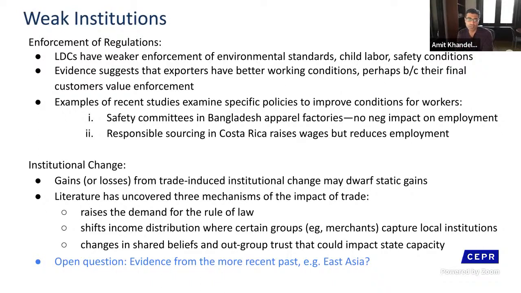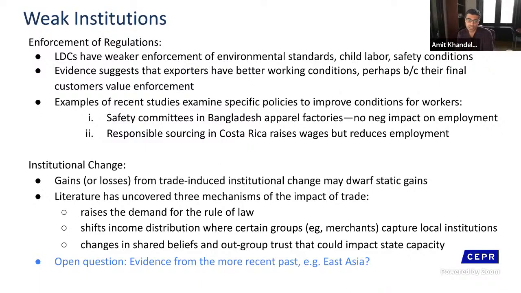And then finally, thinking about weak institutions and international trade is the fact that trade may actually change institutions themselves. And I think that's quite exciting because the potential gains, or losses, from trade-induced institutional change may actually dwarf the static gains from trade frameworks that most of the trade literature is used to using when evaluating trade policy.